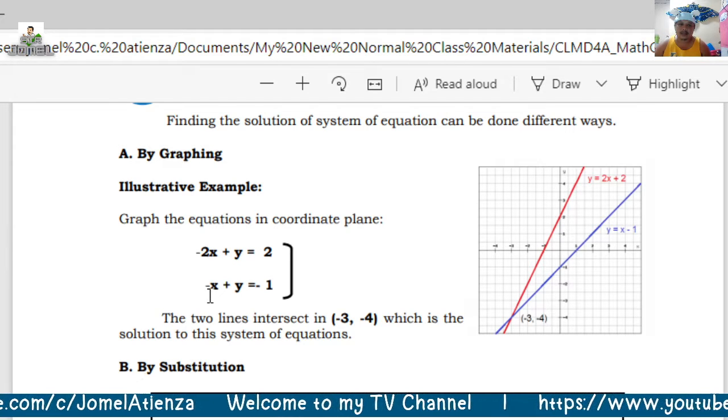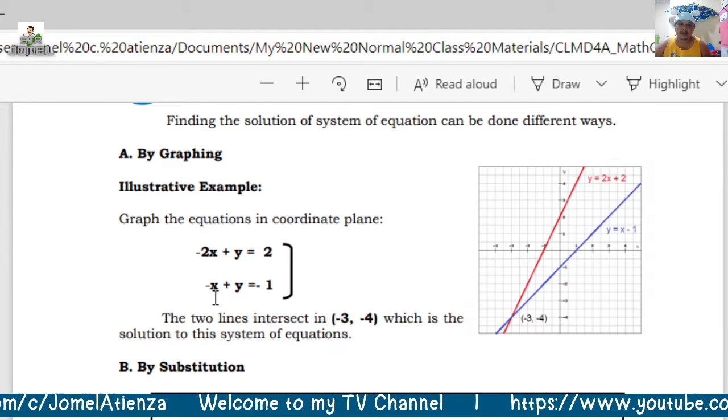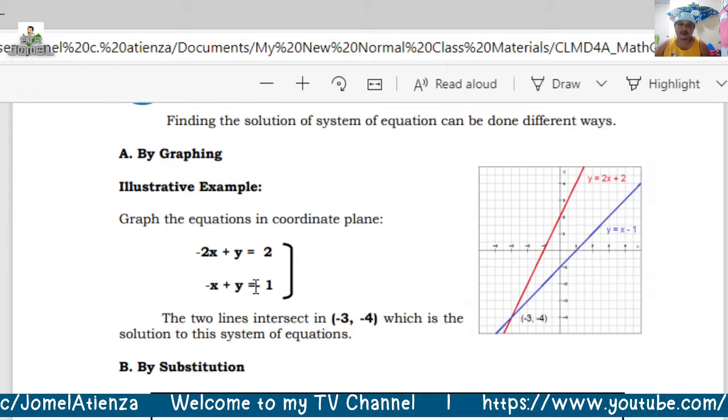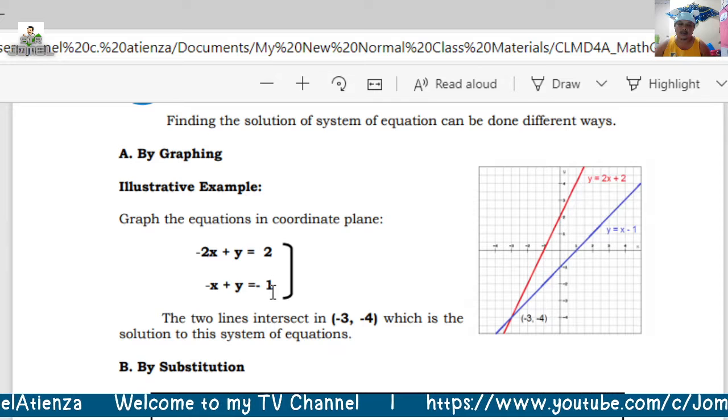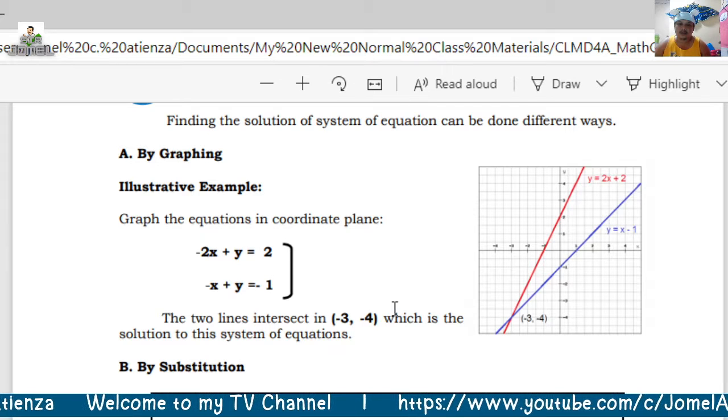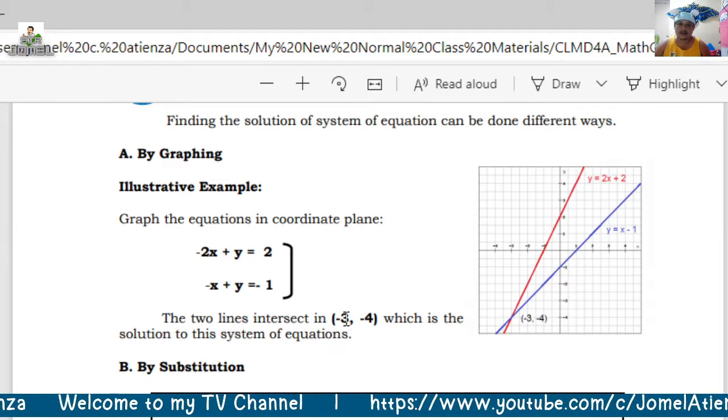Same as dito sa ating second equation. It will become positive 3 and then negative 4. Then combine, it will become negative 1. So both sides are equal to negative 1. Therefore, the solution set is correct.